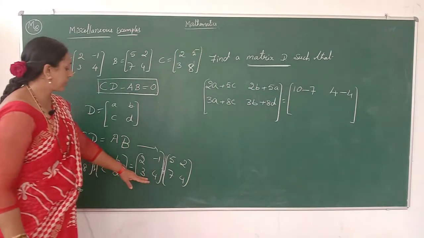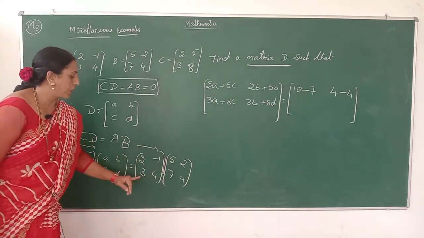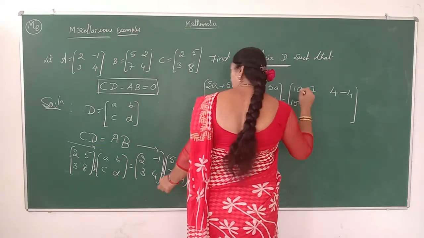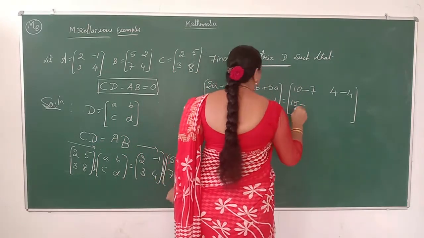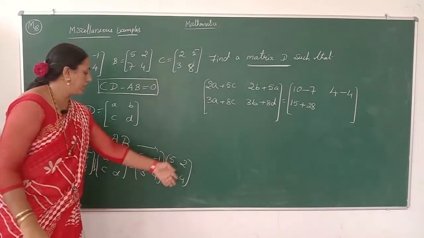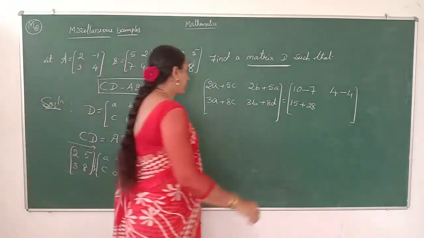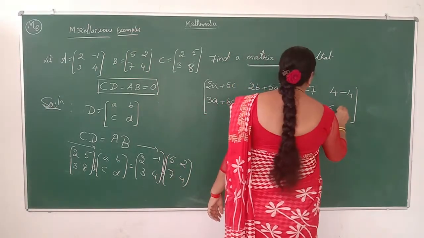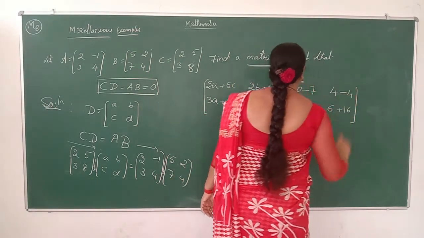Then we'll come to the second row. Second row, first column: 3 into 5 is 15, plus 4 into 7 is 28. Then second row, last column: 3 into 2 is 6, plus 4 into 4 is 16.